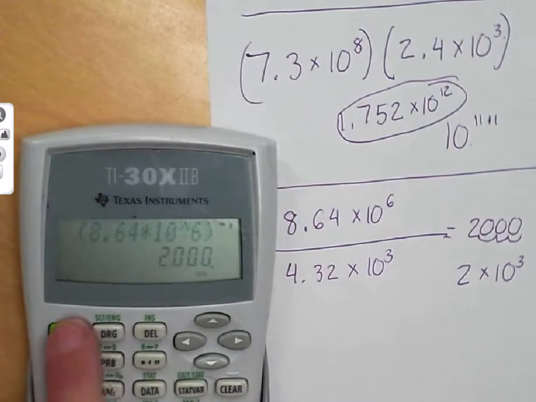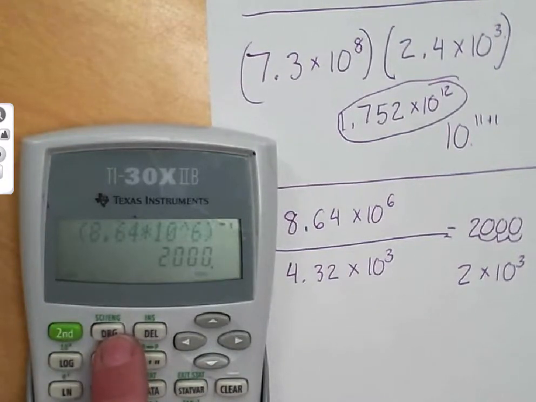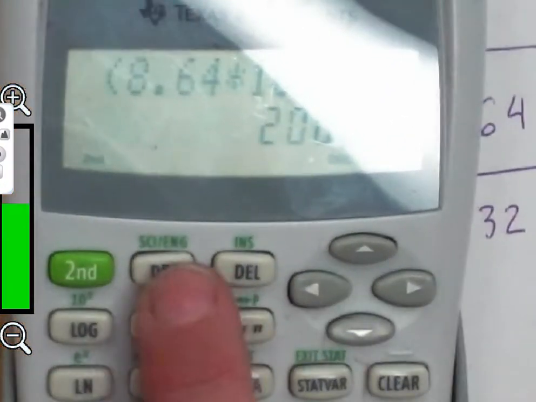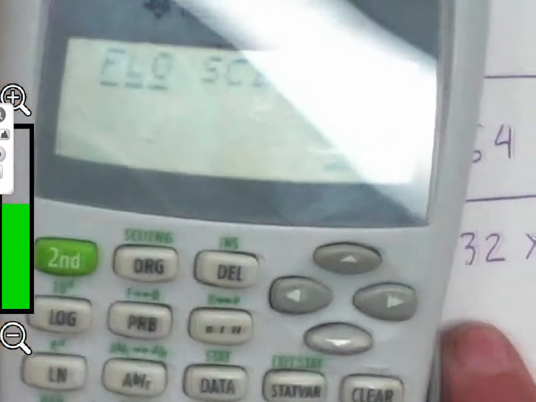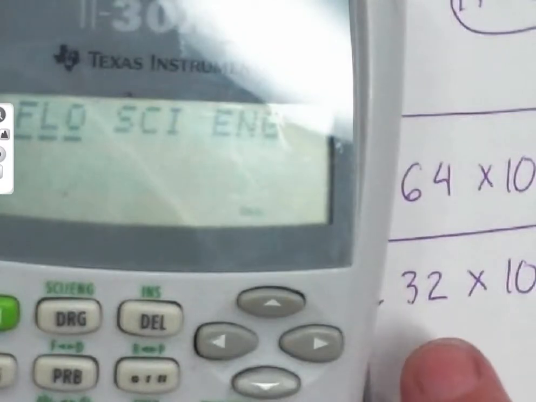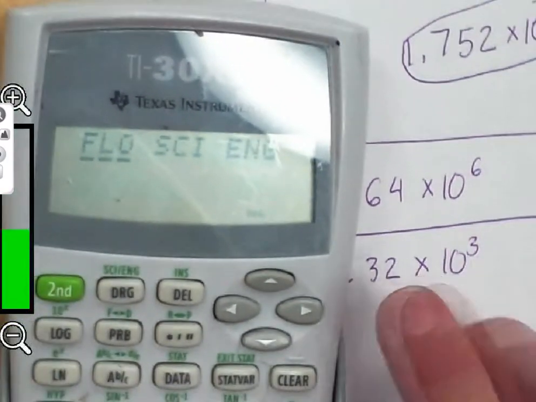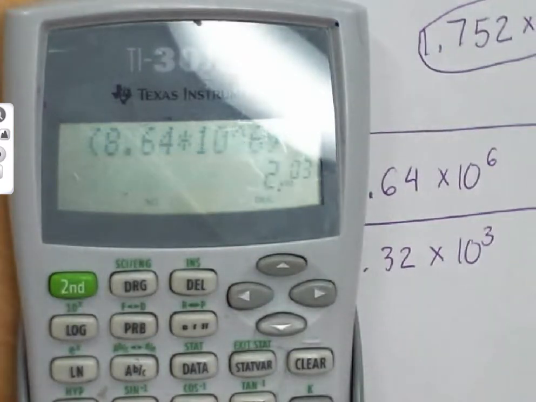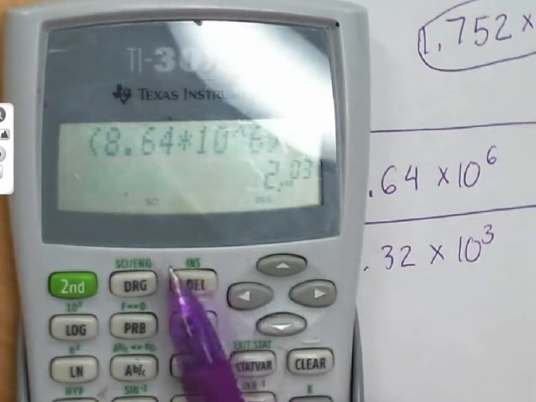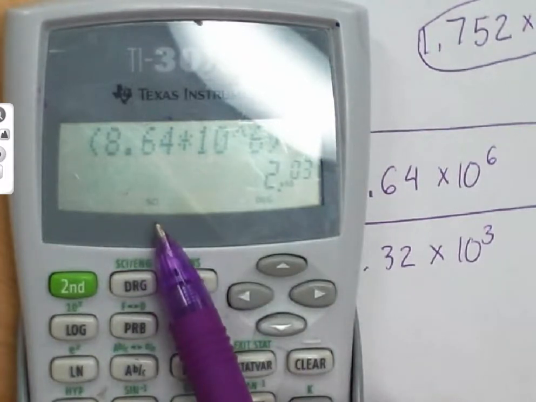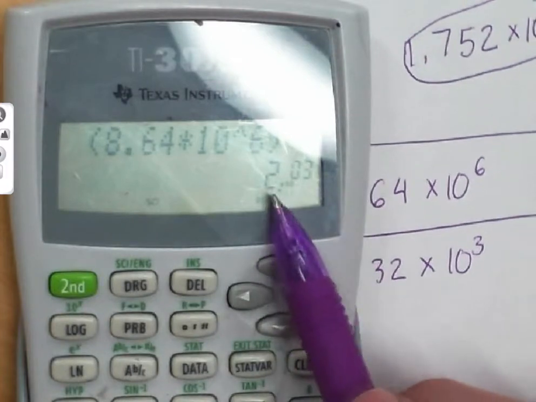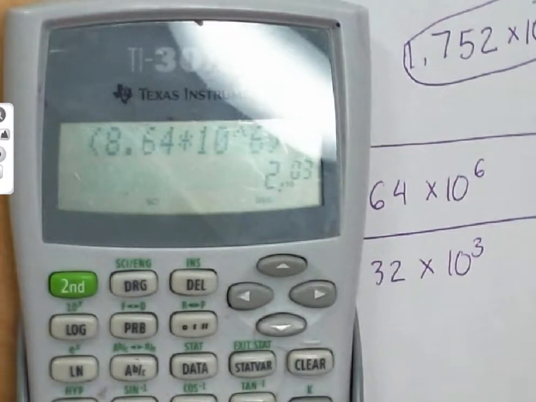So if we go to second, and then I'm going to zoom in so you can see, it says science and engineering. Can you see that? So I'm going to hit that. And then I'm going to arrow over, zoom out a little bit so you can see it still. Arrow over to science, and then I hit enter. And now it's going to give me everything in scientific notation. It's going to say SCI right there, meaning scientific notation. Every answer it's going to give me is going to be in scientific notation.